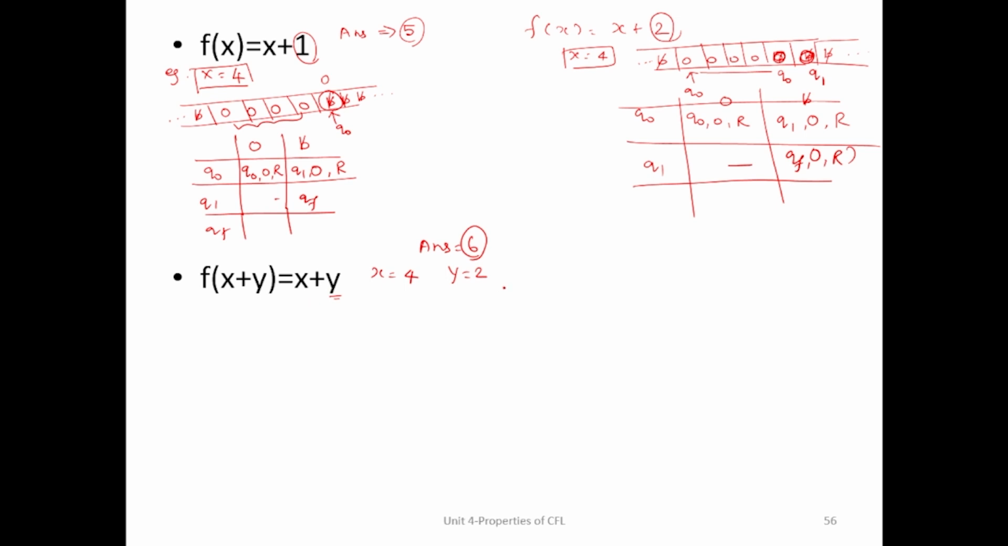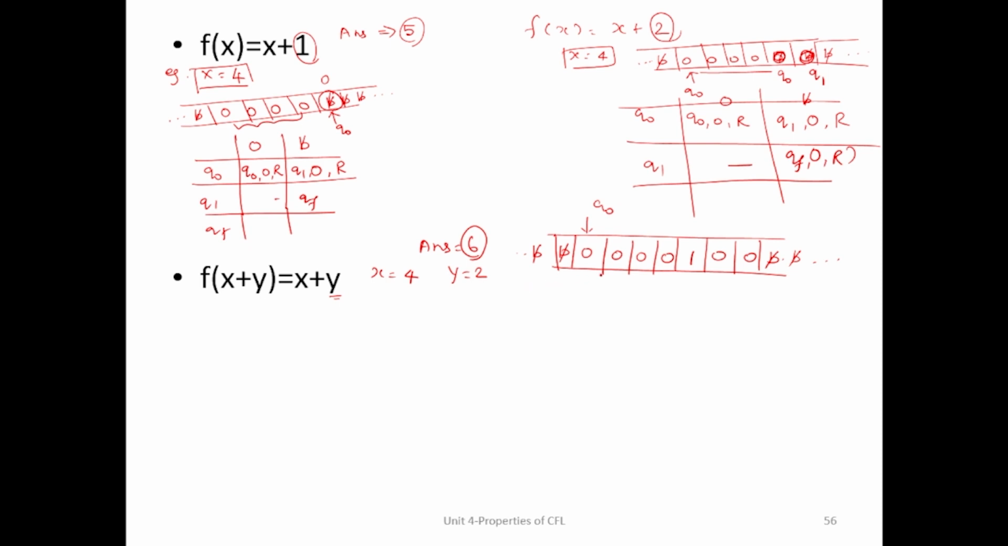So I already told that the tape contains x number of zeros. So I want to put 4 zeros, and y number of zeros means 2 zeros. For differentiating x number of zeros and y number of zeros, the intermediate value should be 1. So the 1 symbol is used for differentiating x zeros and y zeros. Then the other symbols are blank spaces. So this is the logic.